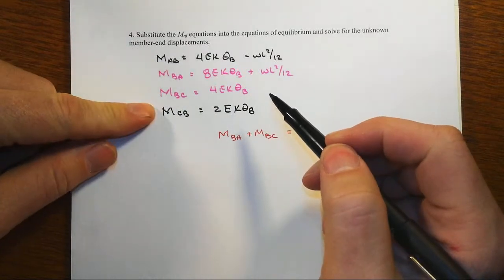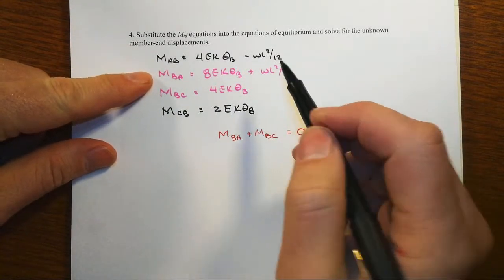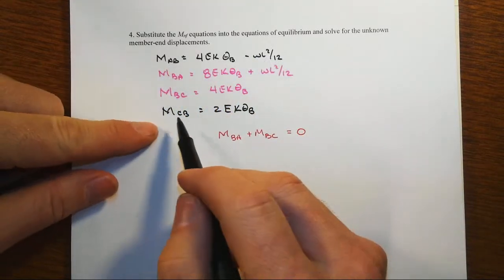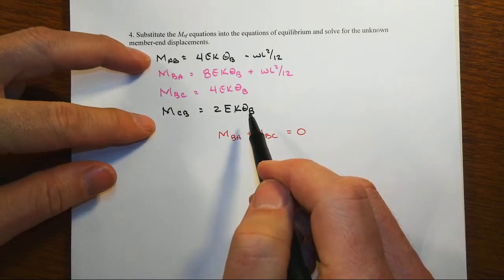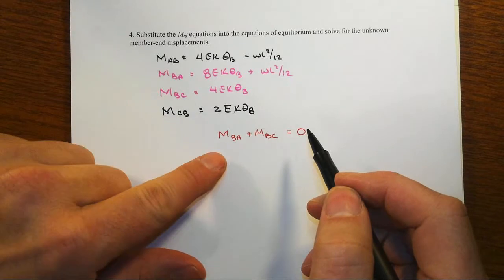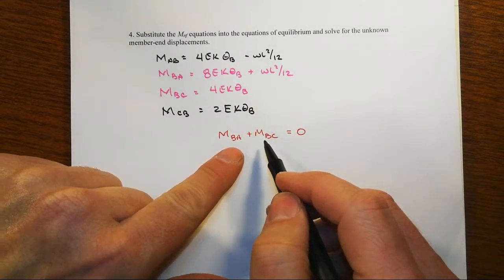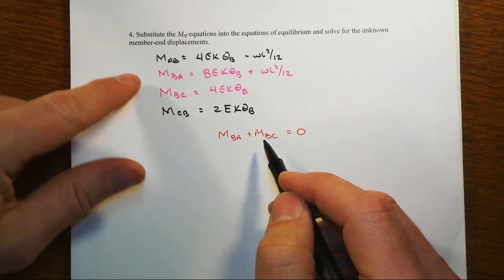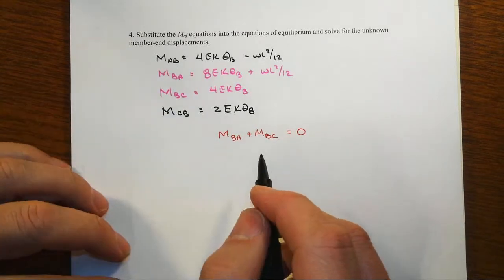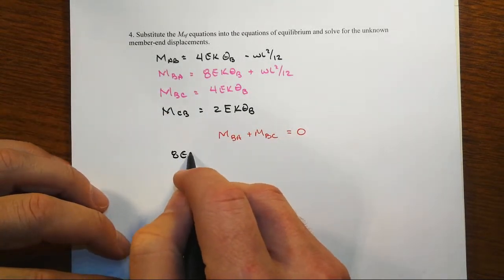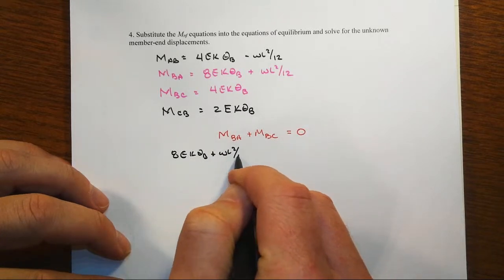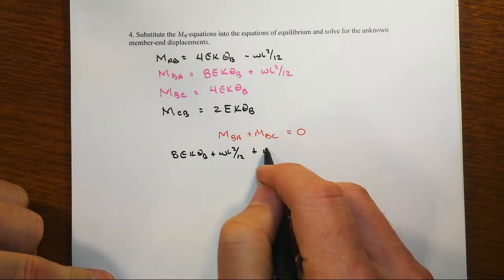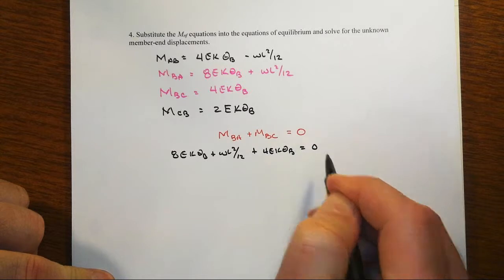Now I've rewritten them here just so we don't have to go back in the paper to find them. But so here's the MAB equals 4EK theta B minus WL squared over 12. That's the fixed end moment term. Here's the MCB term. Neither one of these show up in our equilibrium equation. The only two we have are the MBA, MBC, the ends of the members actually connected to the joint. So all we do is drop these in there. We've got 8EK theta B plus WL squared over 12. That's MBA, plus then the MBC term, that's 4EK theta B, and that's equal to 0.